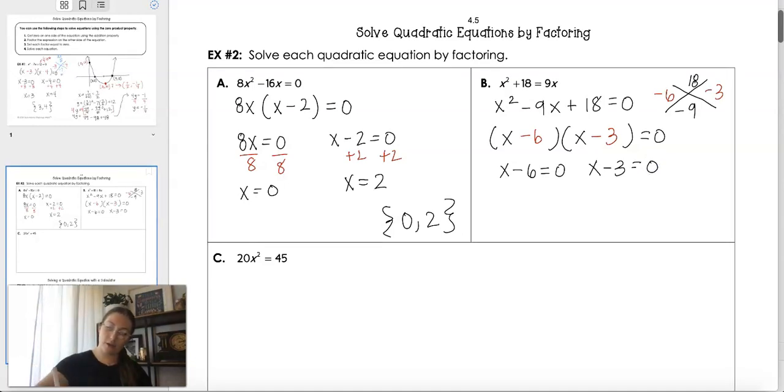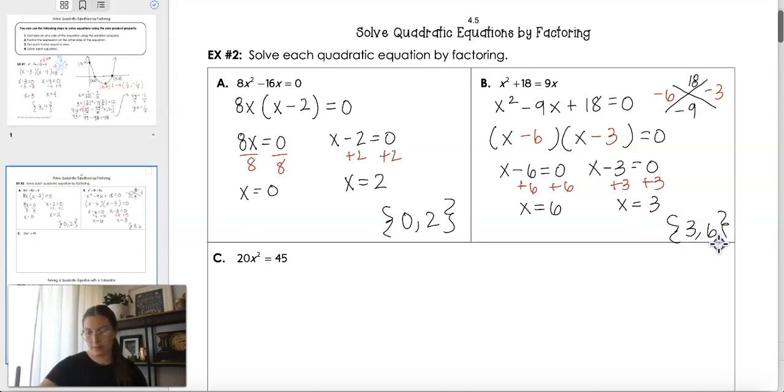Okay, and then we solve it. So this one I'm going to add 6, and this one I would add 3. So we'll go ahead and get x equals 6, x equals 3. Okay, so my answer would be 3 and 6.